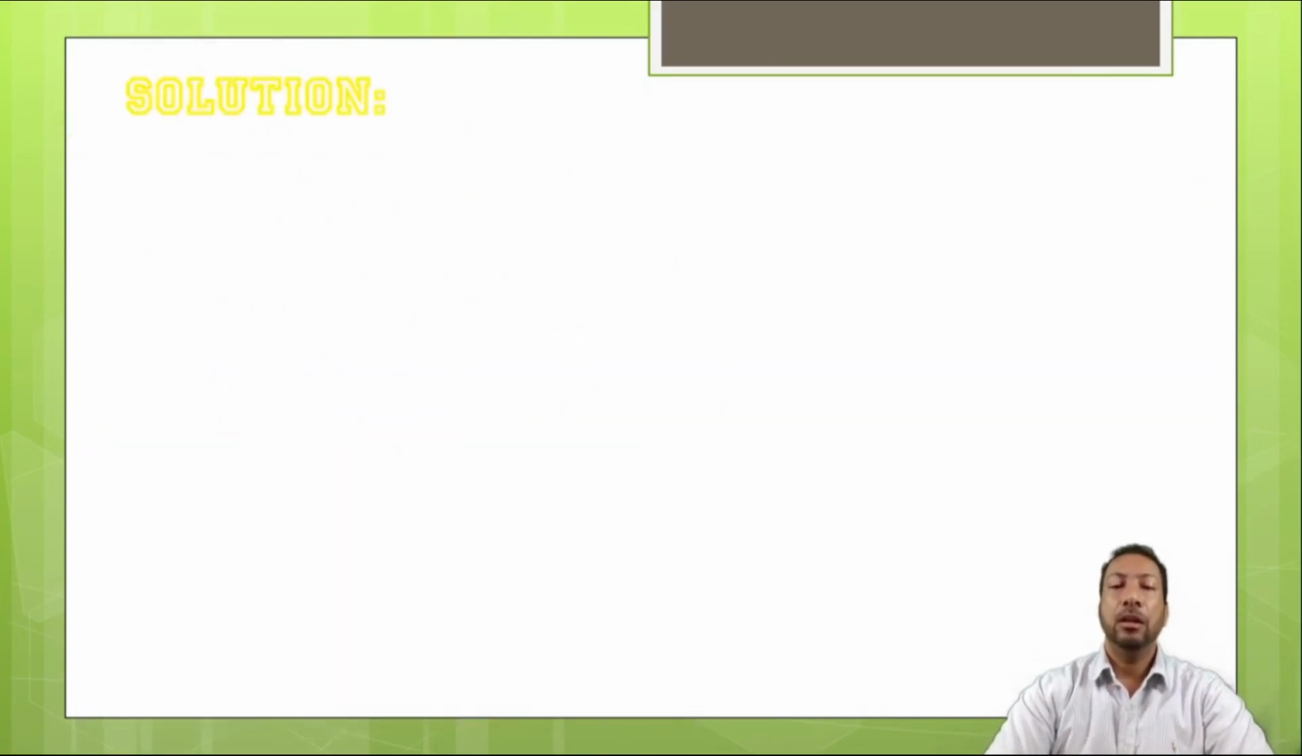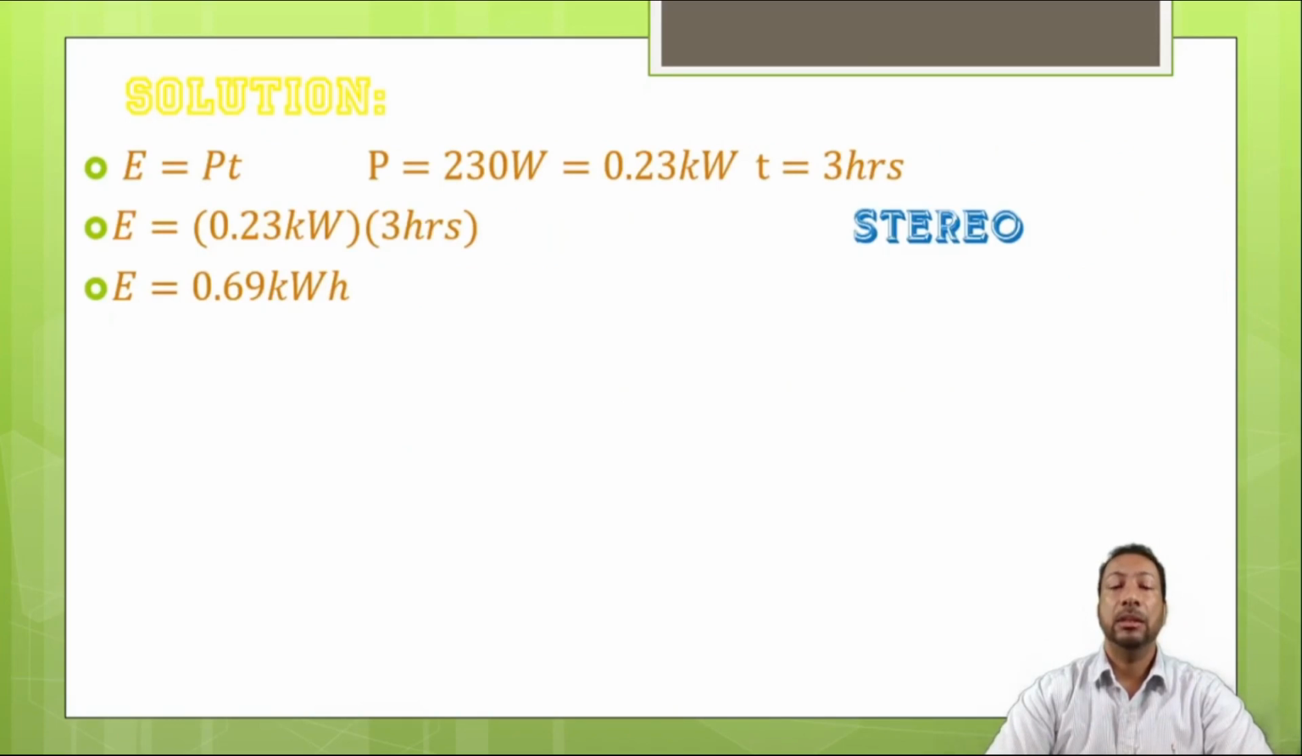So let's start off first with the stereo. The power is 230 watts, but we need to convert that to kilowatts. Since kilo means 1,000, then we divide by 1,000 and get 0.23 kilowatts. The time stated is simply 3 hours. So energy is power multiplied by time. Substituting, we get 0.69 kilowatt hours.